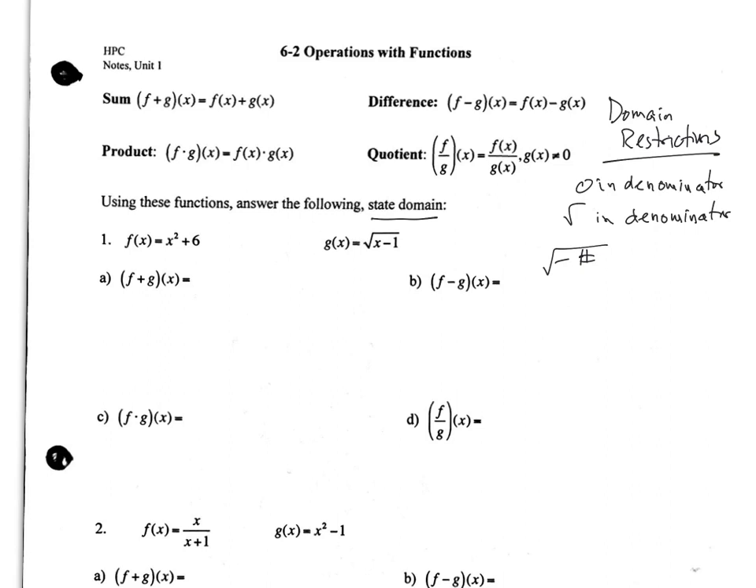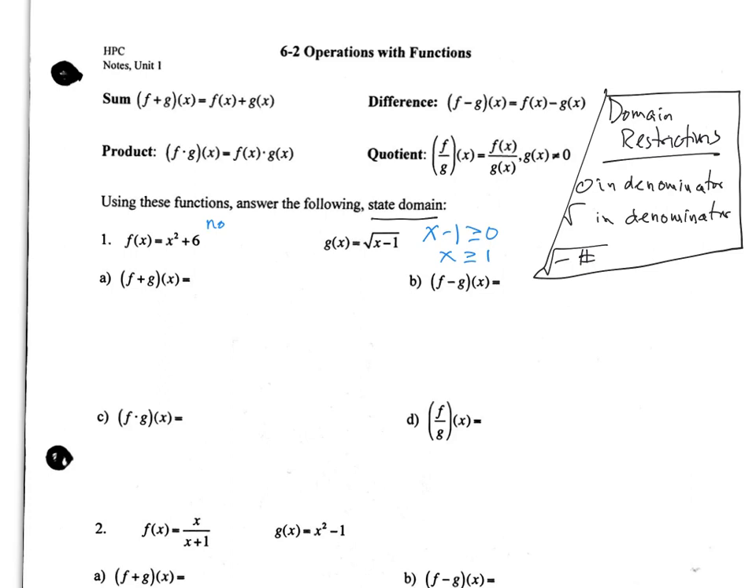So for this first problem, this has no domain restrictions. But for the radical, the radicand cannot be negative. So we'll set this greater than or equal to 0. So we get x is greater than or equal to 1. That's going to be the domain restriction each and every time, unless, of course, it has to become more restrictive. You want to always give the most restrictive.